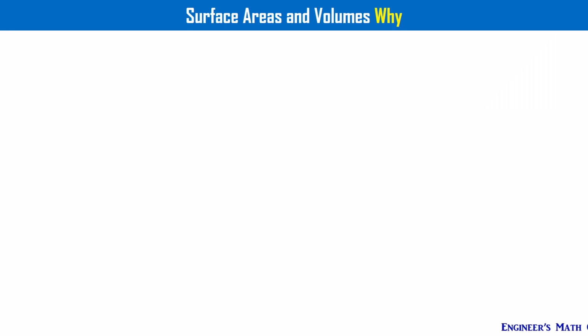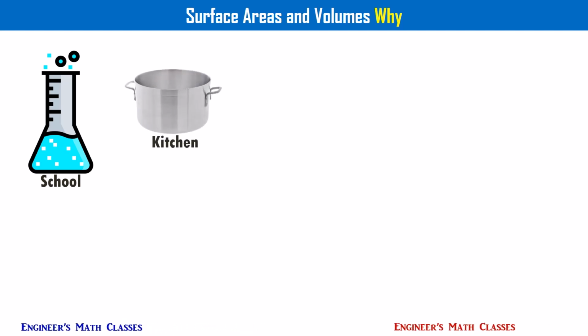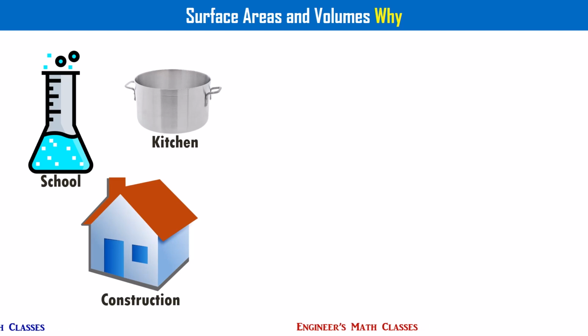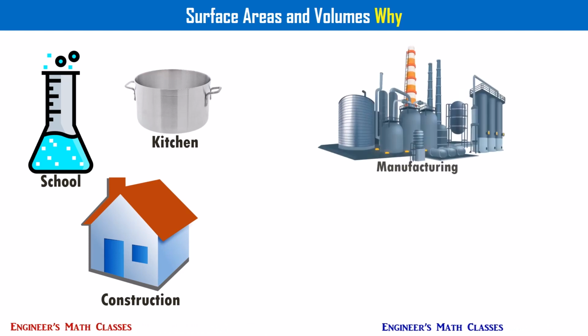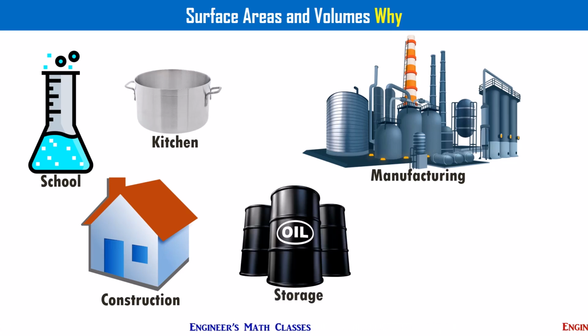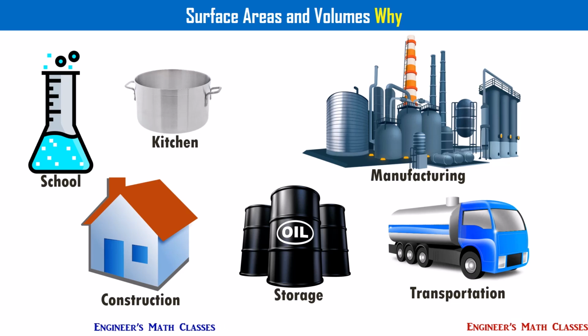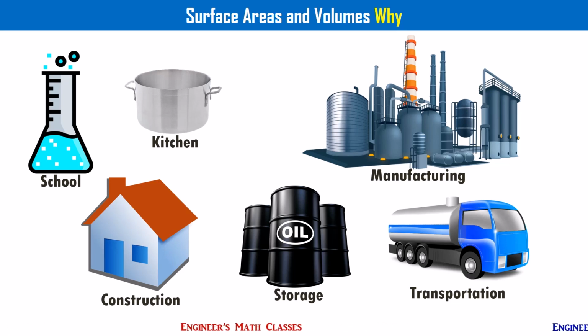As we have looked at from the first video of this module, as an individual, when you are in a lab working on some experiments, or in a kitchen trying to plan for cooking, or when you are constructing a house or making some furniture at home, you need the knowledge of surface areas and volumes to effectively plan your work. Similarly, at an industrial scale, when you are manufacturing, storing or transporting something, you need to know the volumes and surface areas in order to effectively plan for minimizing wastage, maximizing efficiency, and minimizing costs.